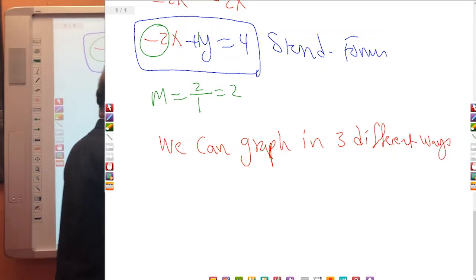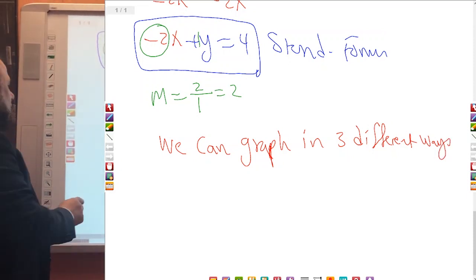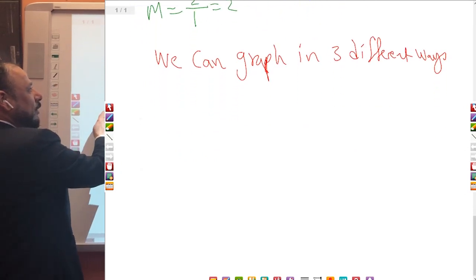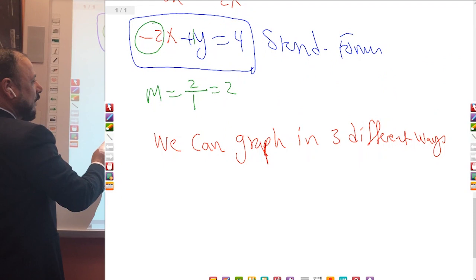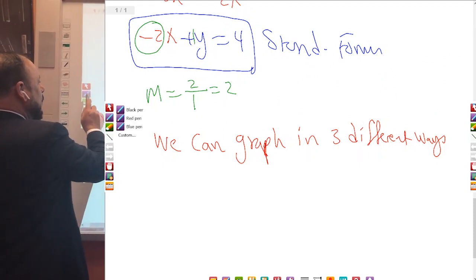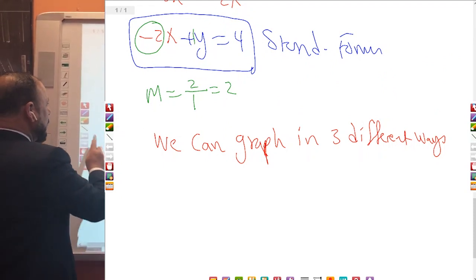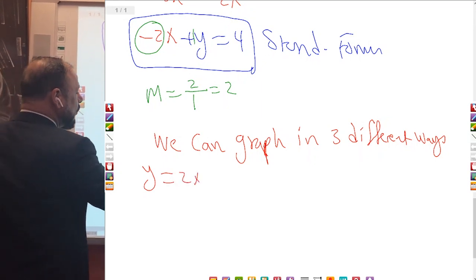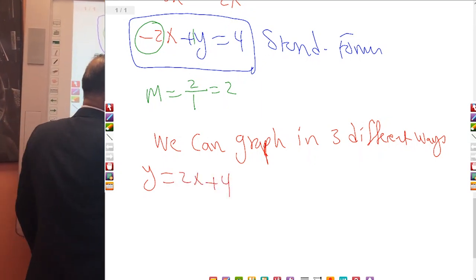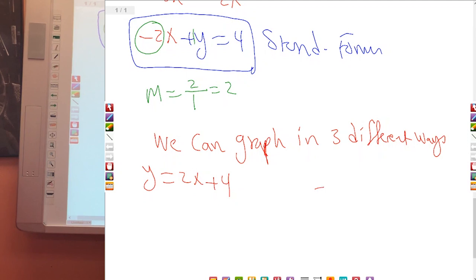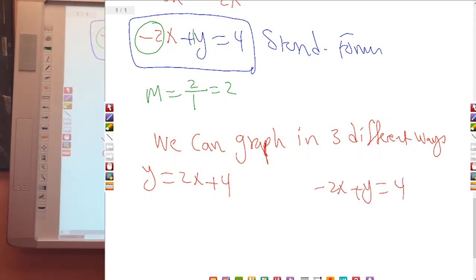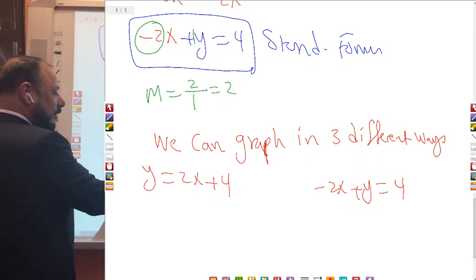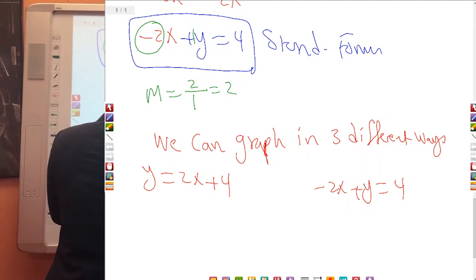Each student can graph any way he wants. Let us start with the easy way. And remember my equation, I have 2 equations. I'm going to write all my equations. Negative 2x plus y equal 4, or y equal 2x plus 4. I have 2 forms here. This is the slope-intercept form, and this is the standard form.